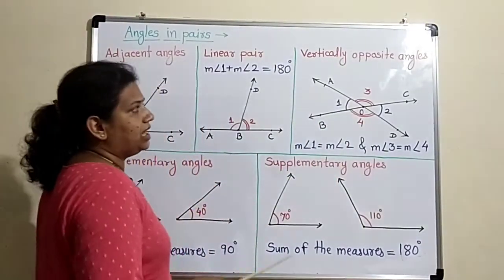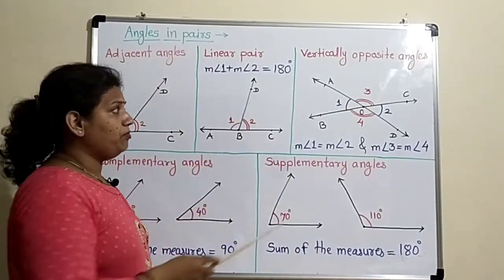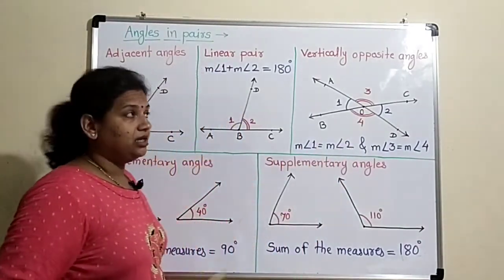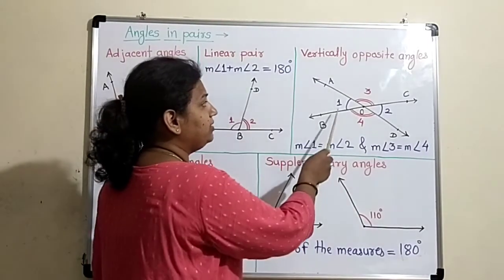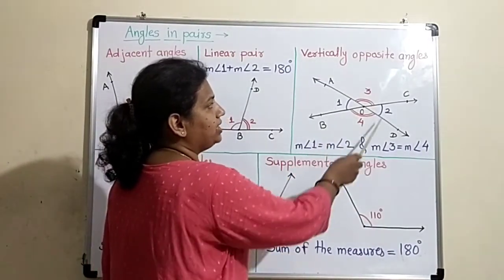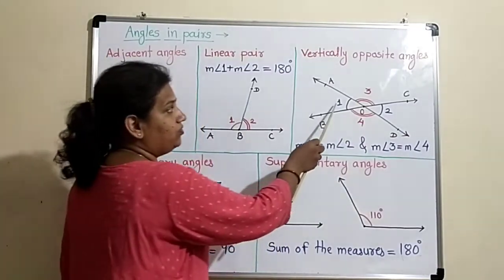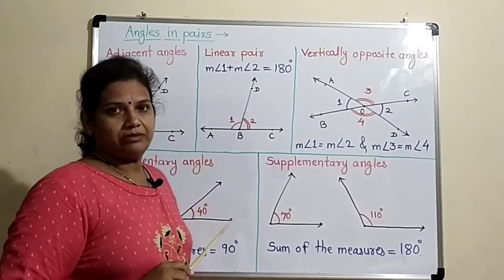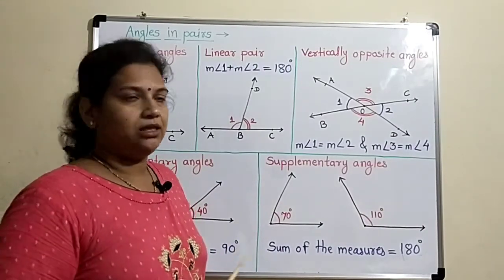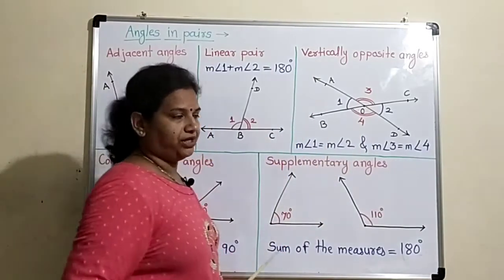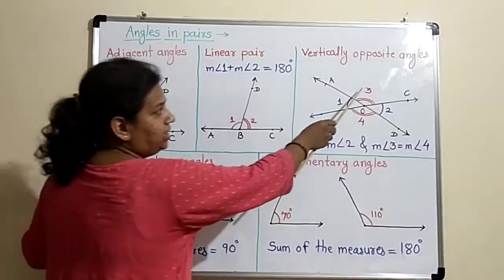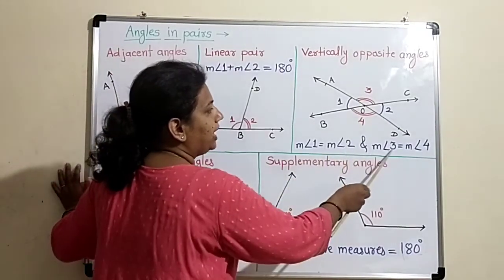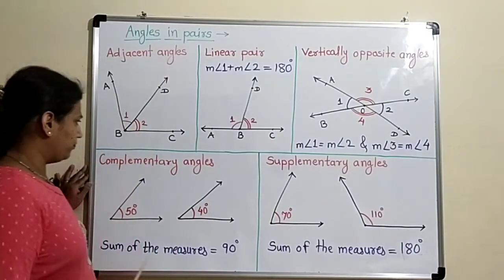Vertically opposite angles are the non-adjacent angles formed by two intersecting lines. They are at the same point. One more point can be added: the sum of all these four angles formed at a point, angle 1 plus angle 2 plus angle 3 plus angle 4, is always 360 degrees. And vertically opposite angles are always equal. Angle 1 is equal to angle 2, angle 3 is equal to angle 4.